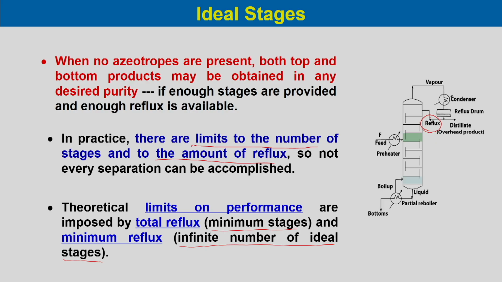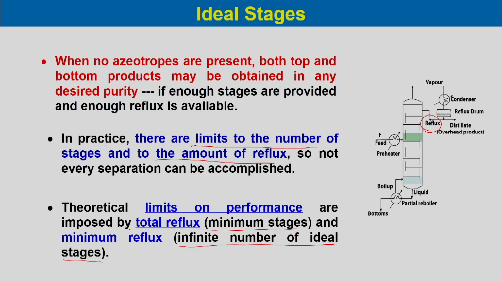And if we give a very small reflux, that is the minimum reflux, then the number of stages required we can calculate theoretically, and we will see that an infinite number of stages are required for a particular separation. So, depending on the reflux ratio we use, it gives theoretical limits of minimum stages and maximum stages, that is the ideal stages. So, these we will discuss in the later part.